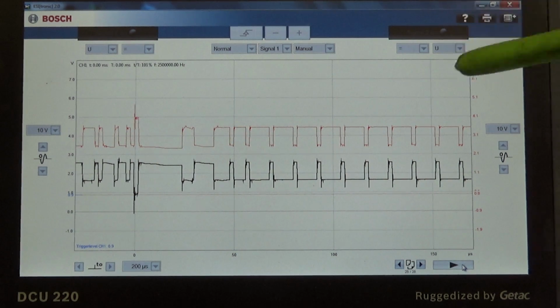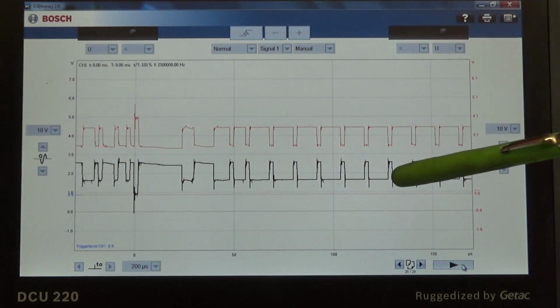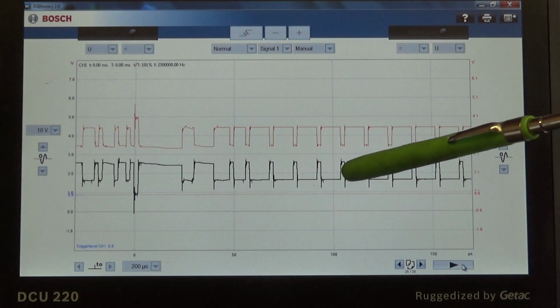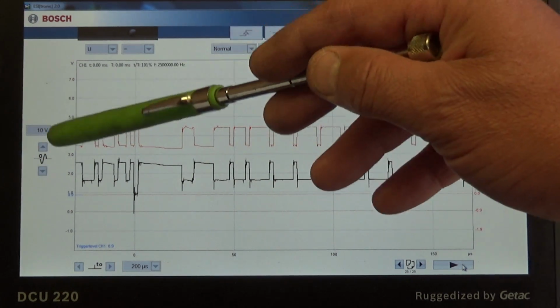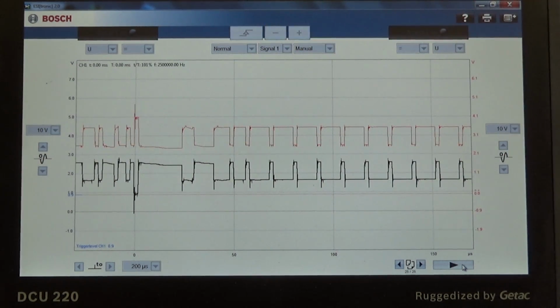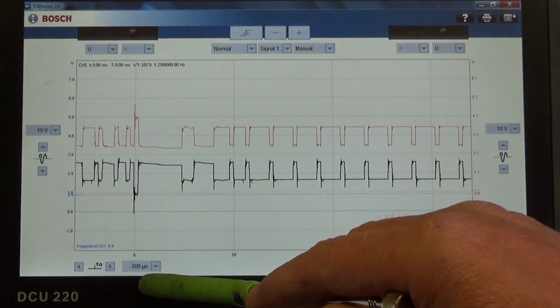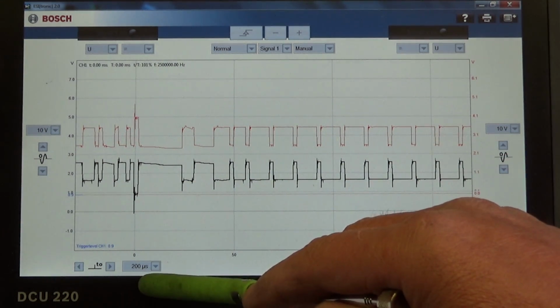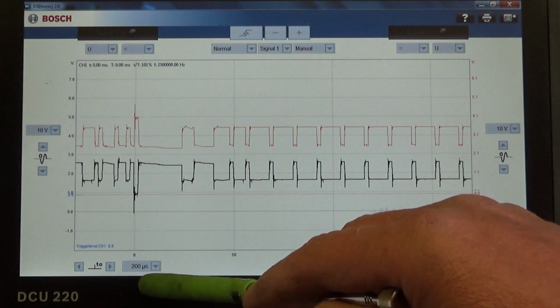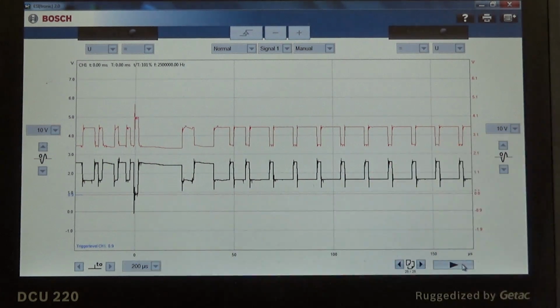So looking at this, with it paused, you can see that the 2 signals mirror each other. There's a little bit of interference, obviously, because we're using a Bluetooth scope, so there's going to be a little bit of interference on there. We've got it at a 200 nanosecond, is that nanosecond or microsecond? Might be microsecond setting.